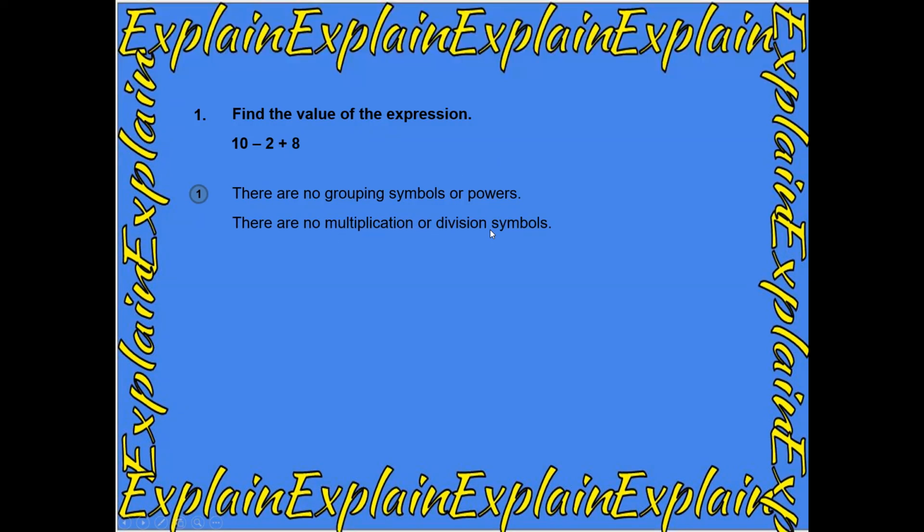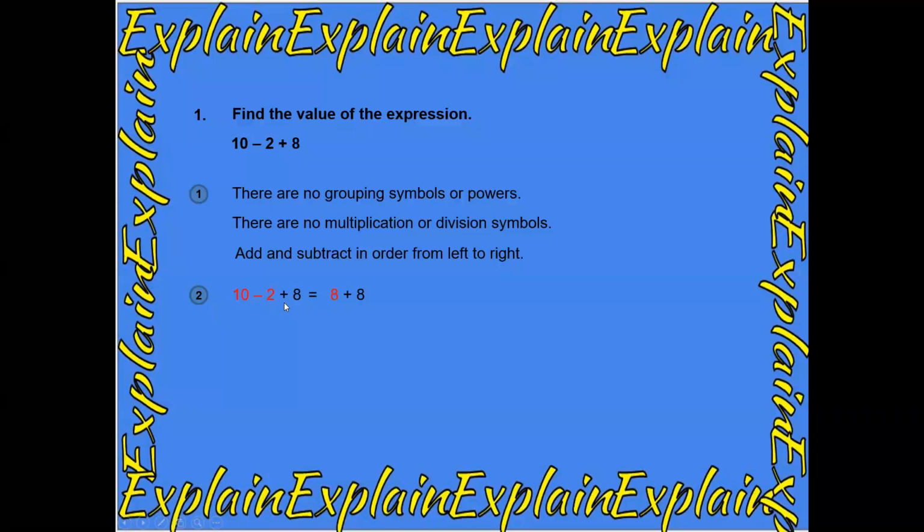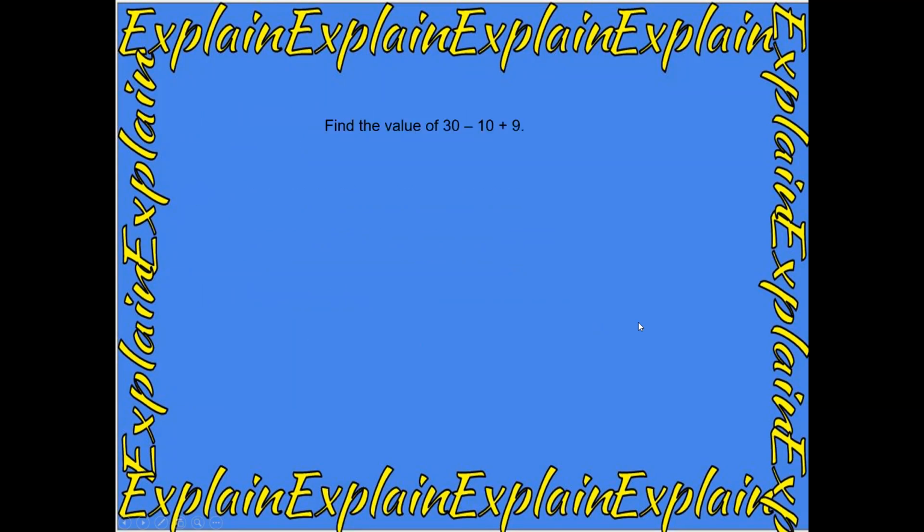There's no multiplying or dividing, so now I'm left with adding and subtracting, and I do it in order from left to right, just like you read a sentence. So you're going to subtract first. 10 minus 2 is 8. And then we're going to add the 8. Subtract 2 from 10 first, add 8, and you get 16. Let's do another one.